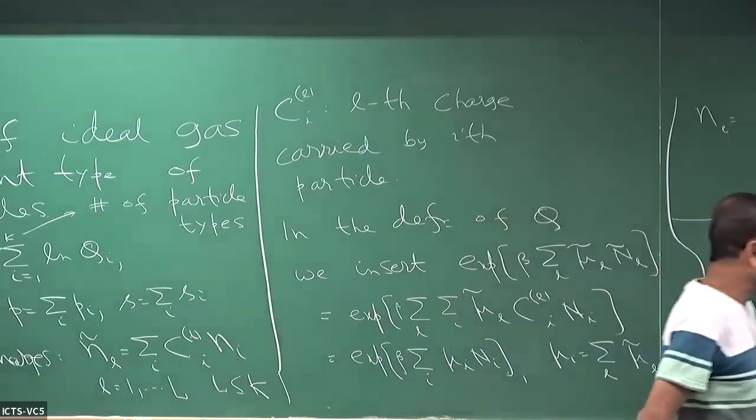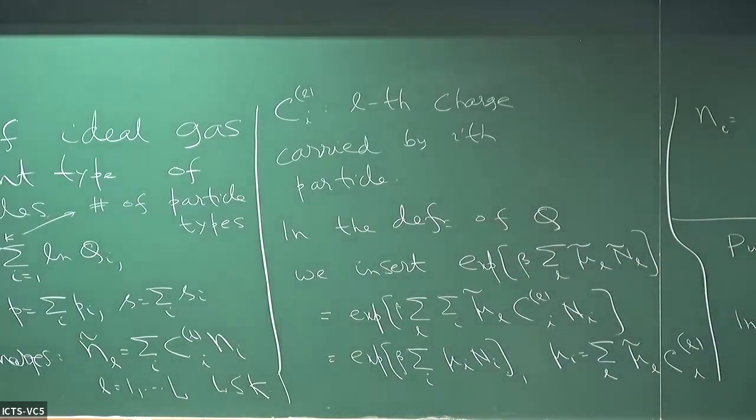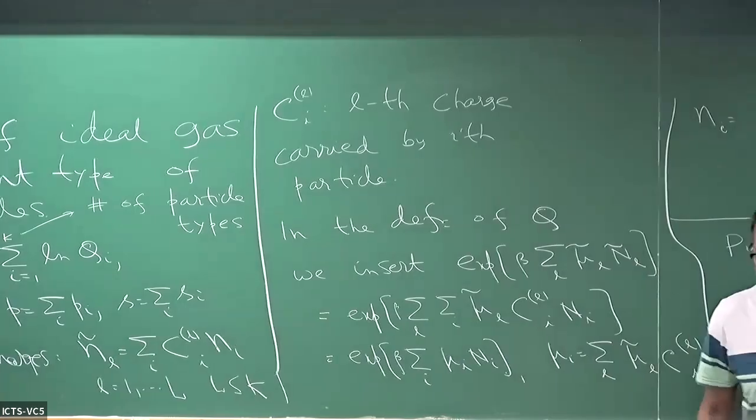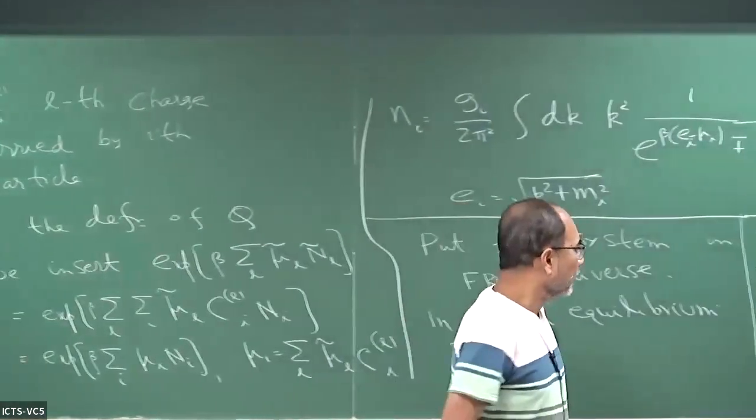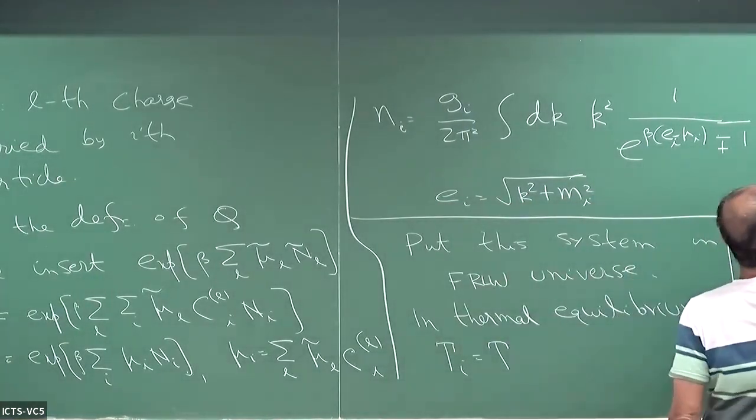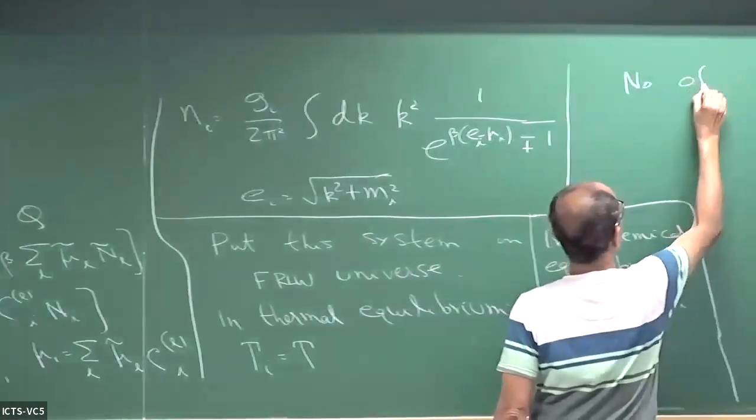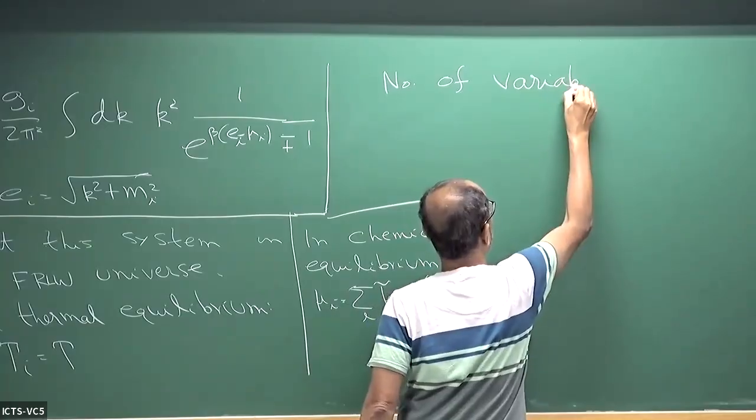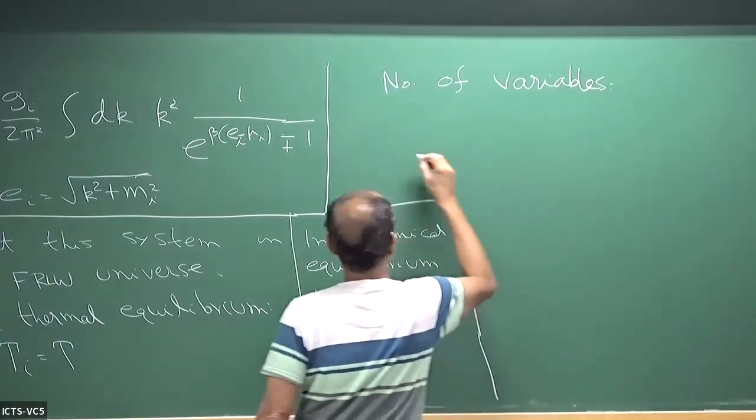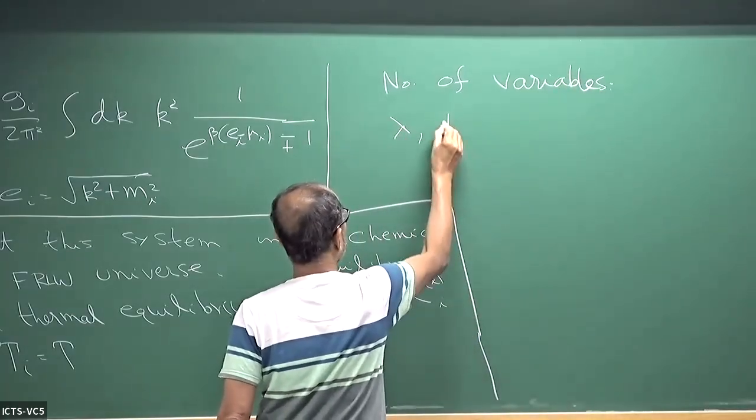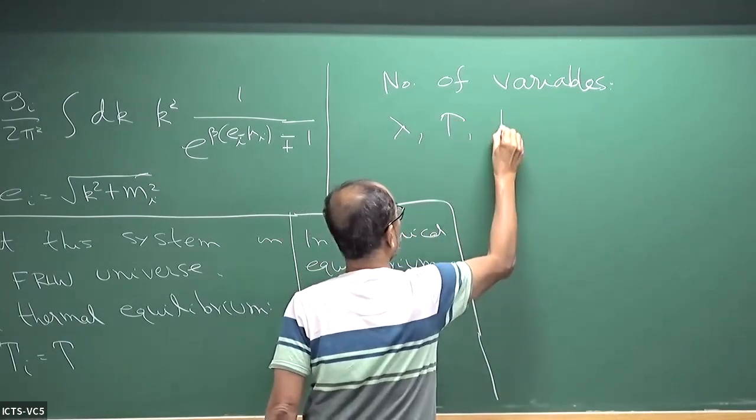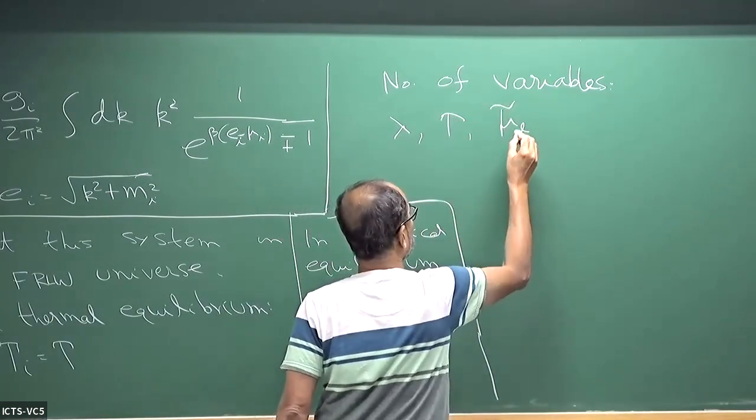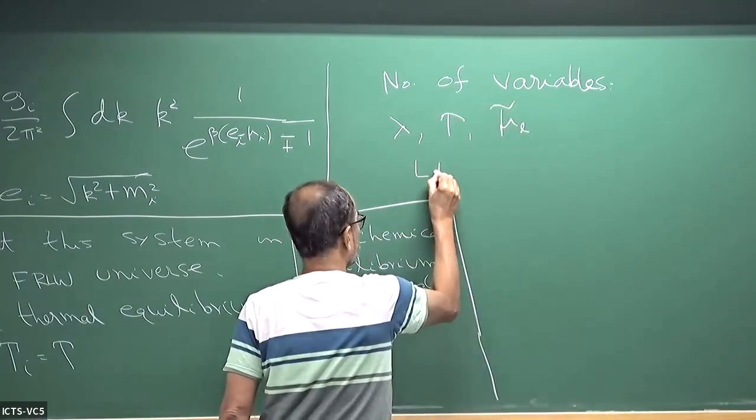Okay, so now let's look at the number of parameters that we have and the number of equations that we have. The number of variables, not parameters, number of variables, is lambda, T, and mu tilde L. So L plus 2 variables.